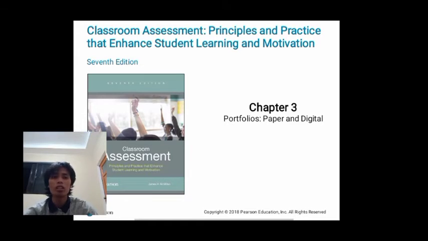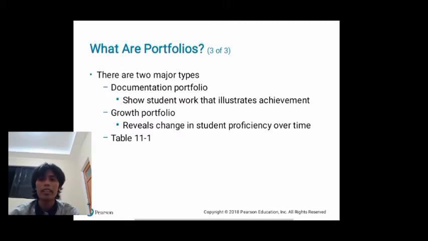A portfolio is a compilation of academic work and other forms of educational evidence assembled for the purpose of evaluating coursework quality, learning progress, and academic achievement, determining whether students have met learning standards or other academic requirements for courses or grade level. So there are two types of portfolio. The first one is documentation portfolio, and the second one is growth portfolio.